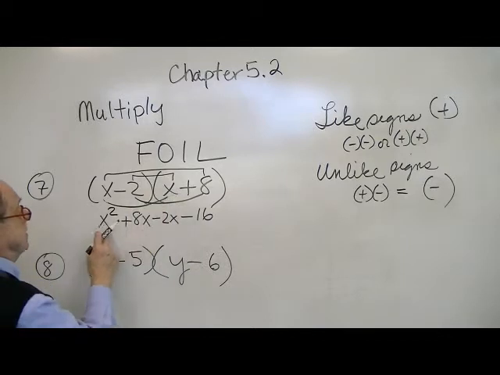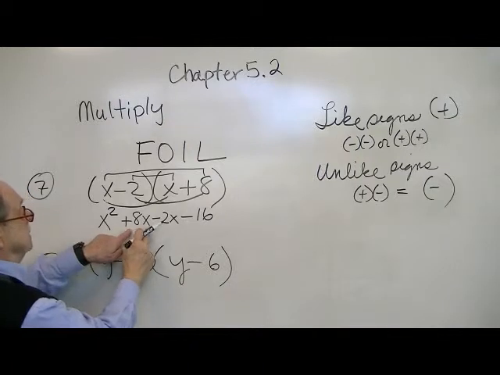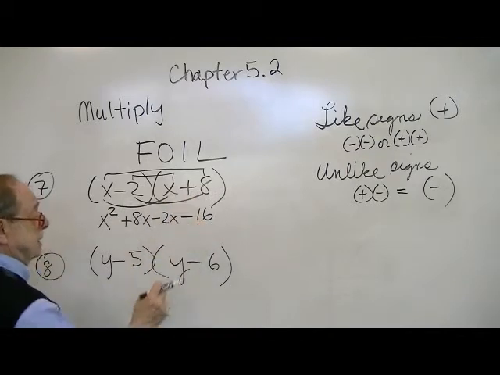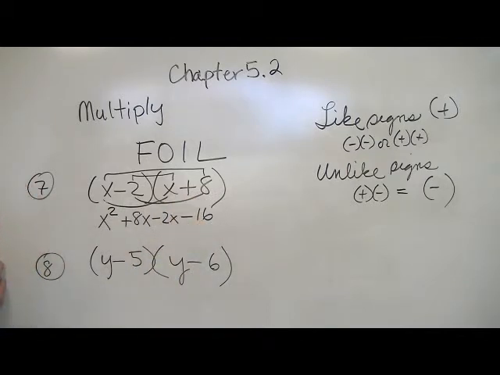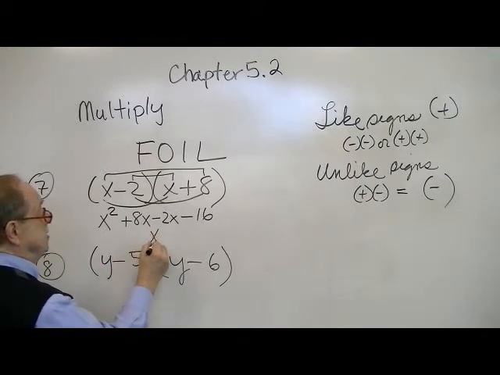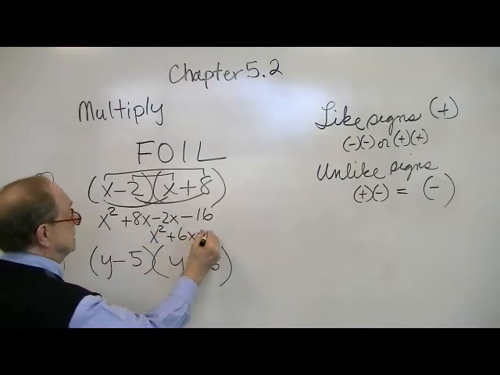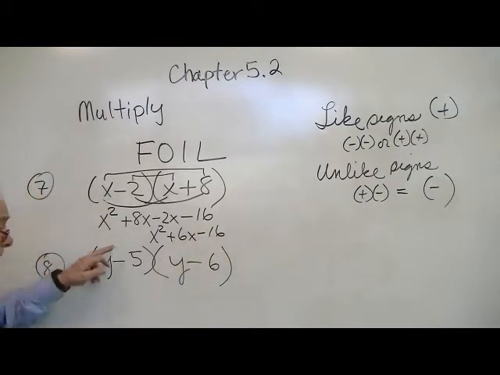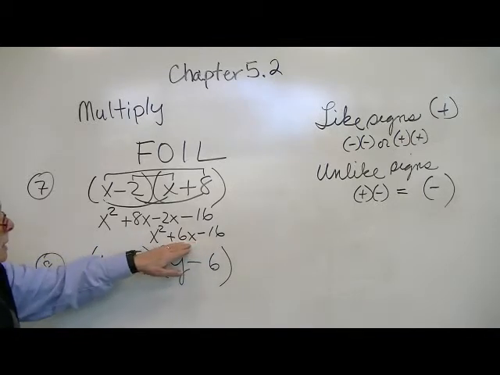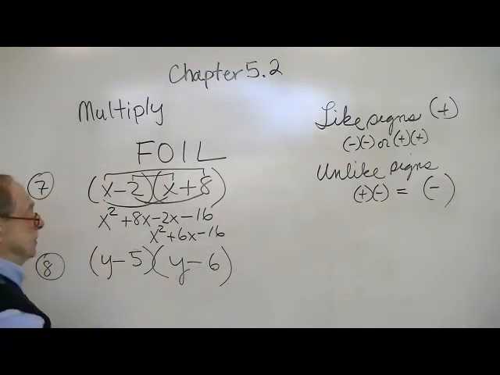X times x, x squared. Outers, positive 8x. Inners, negative 2x. And then last, negative 16. Are we finished? No, because we see we have like terms here. So this is going to become x squared plus 6x minus 16. Now something again to keep in mind that later in the chapter we're going to have this trinomial that we will want to factor. And we'll go over that method a little later.